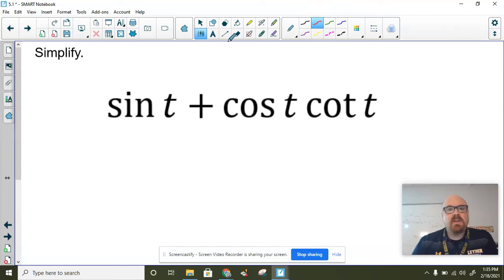Okay, those of you that were in class today got a little sneak peek of this one. This is our last simplifying problem before we turn to verifying. Verifying is just an offshoot of simplifying, so you'll see what that looks like starting tomorrow. And when we look at this problem, we see that we have a plus sign.